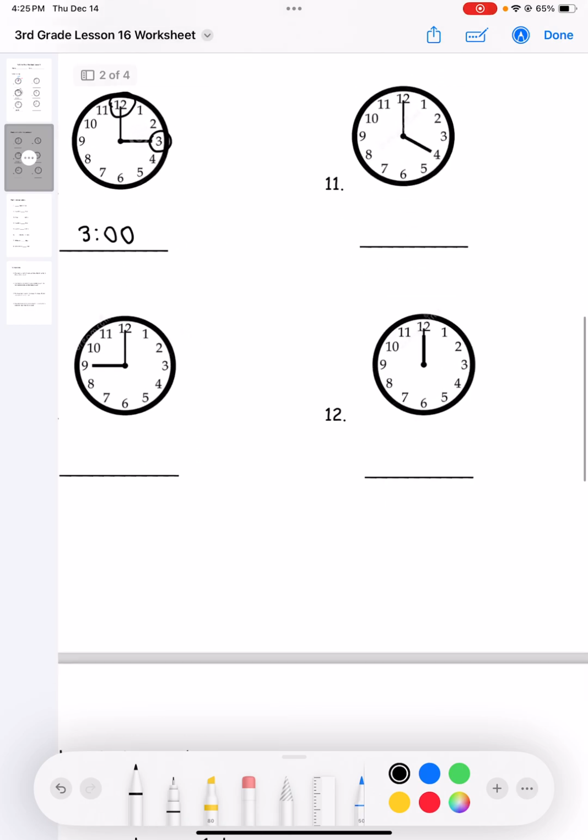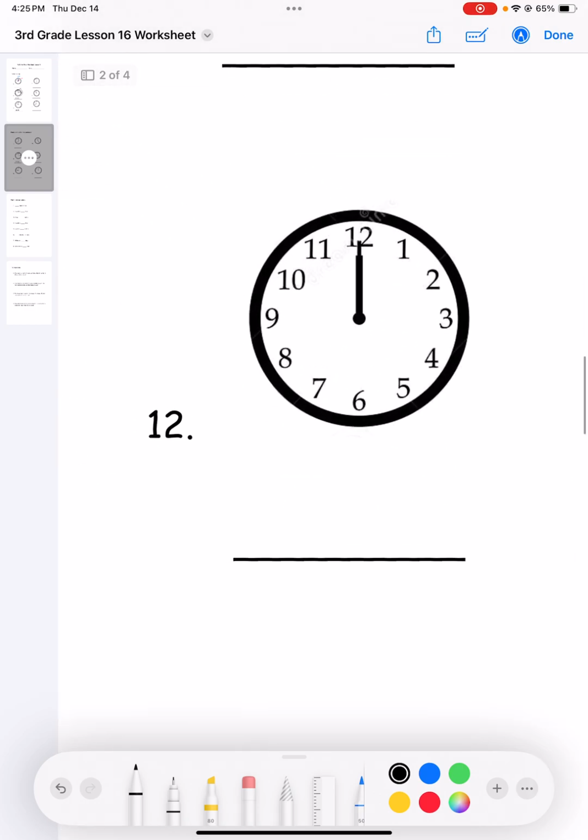Let's go to number 12. So both our hands are pointing at 12. That means for the hour hand, it's 12 o'clock. For the minute hand, it's been 60 minutes, which means we start at 0, so 12 o'clock.